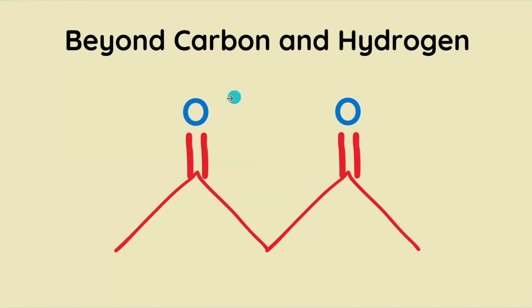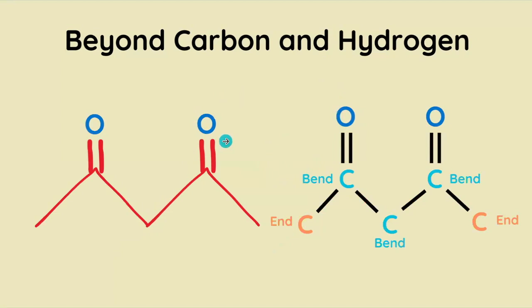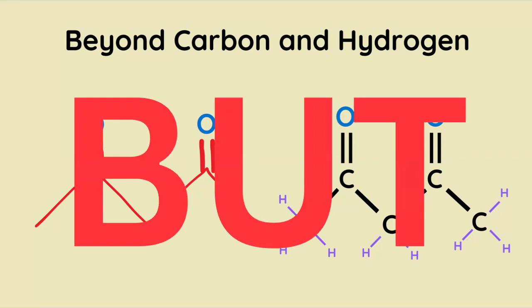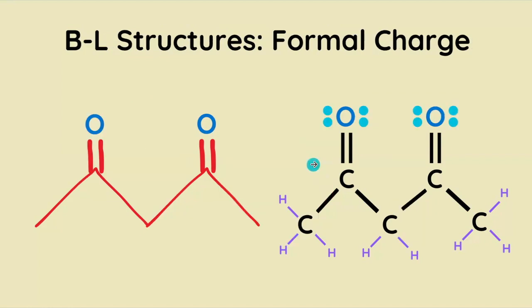Let's draw the correct Lewis structure from this bond line structure right here. We're still going to follow the same steps. Identify the ends and the bends as carbons, and just know that each of these carbons are going to be double bonded to oxygen. We give each carbon as many hydrogens as it needs to meet its 4 bond requirement. However, we are not done. We must add 2 pairs of lone pair electrons to each oxygen.